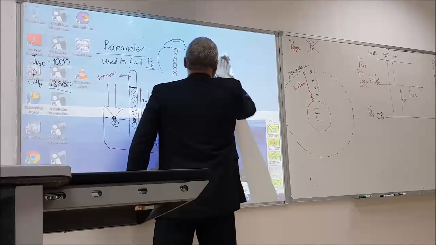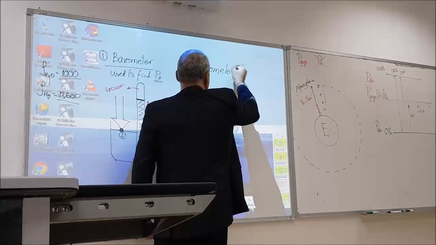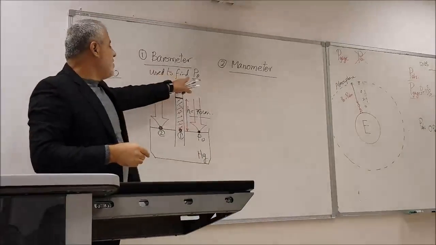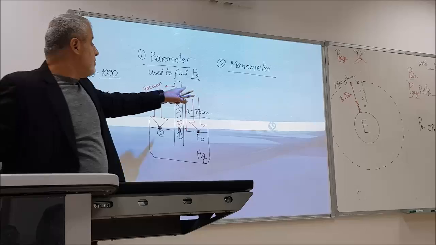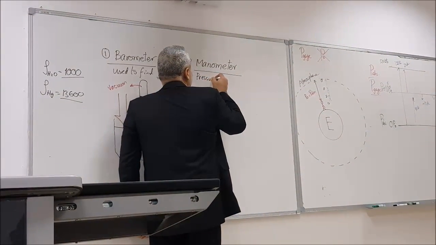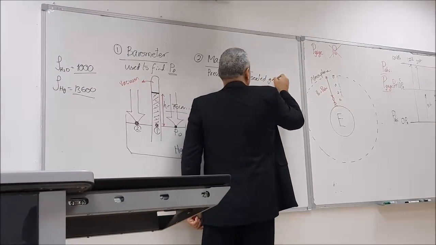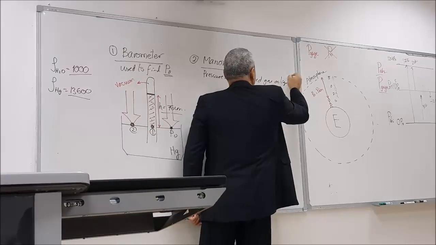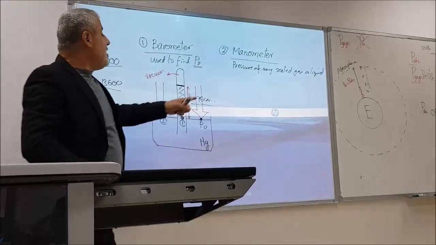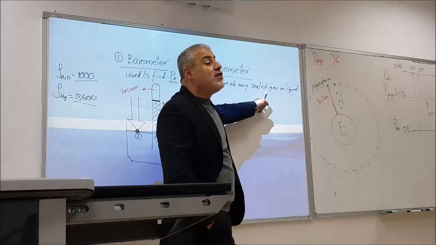Tell me, is there any question about this part? Is it okay for you? Very important, by the way. It's called a manometer. A manometer is a device used to find the pressure of any sealed gas or liquid. Simple, I will explain this for you. What does this mean, guys? It finds the pressure of a pressurized gas or any other liquid by comparison.